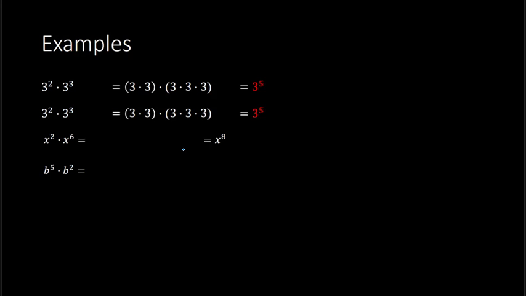If we had b to the 5th power times b squared, we're multiplying, so we add the exponents. 5 plus 2 to get 7. So this can be written as b to the 7th power.